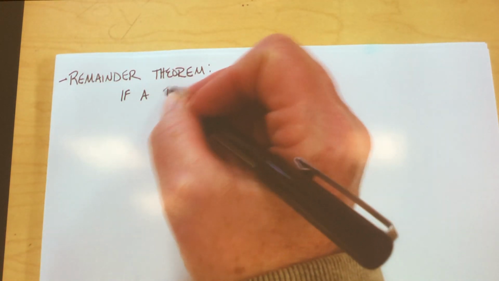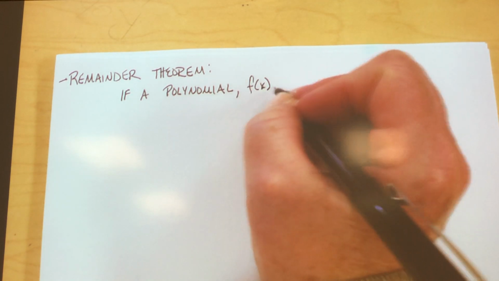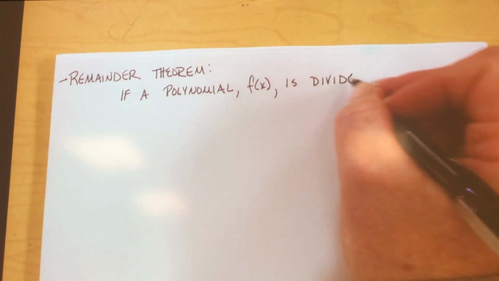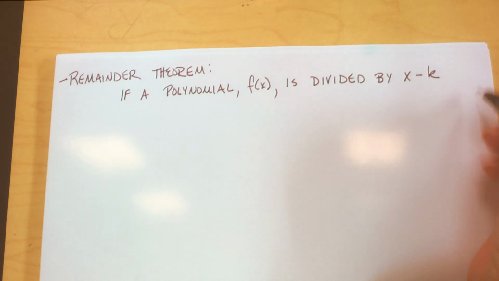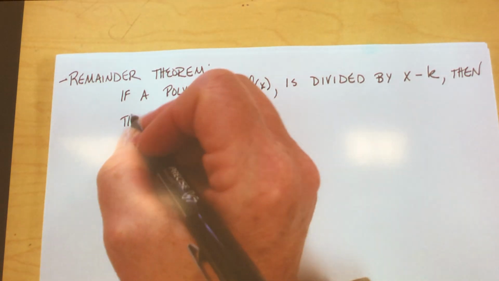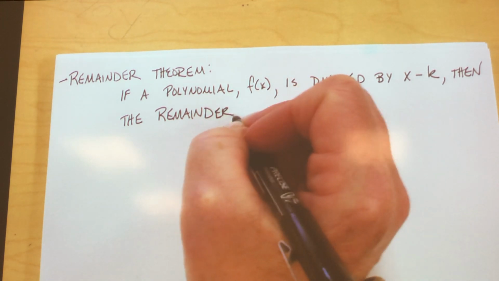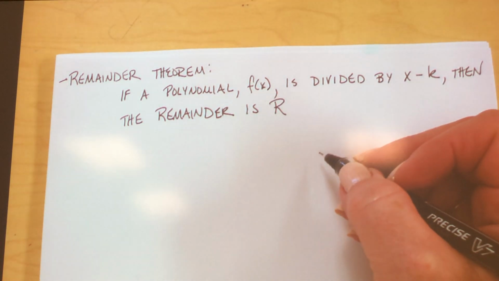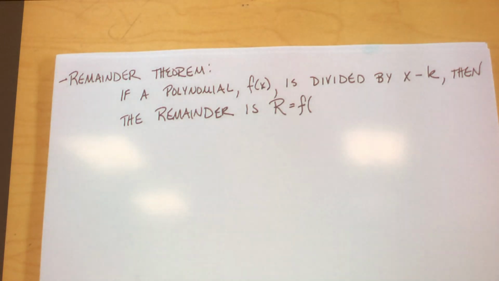If a polynomial, we'll call him f of x, is divided by x minus k, then the remainder is, now this big R, what does he stand for? Remainder is equal to f of what? K.